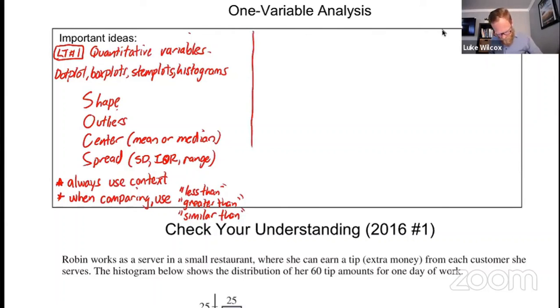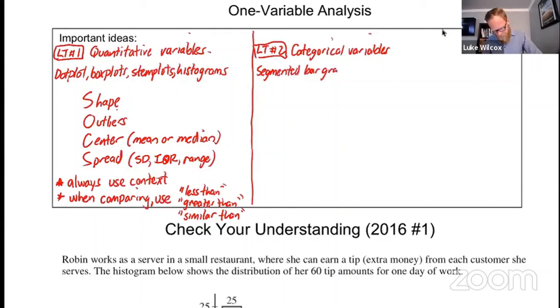Okay, let's move to learning target number 2, which had to do with now categorical variables. And let's first talk about the types of displays that you can use for categorical variables. And we saw both of these, the segmented bar graph. And then we actually turned our segmented bar graph into a mosaic plot. Another choice that you might have here is to look at a pie graph or a pie chart.